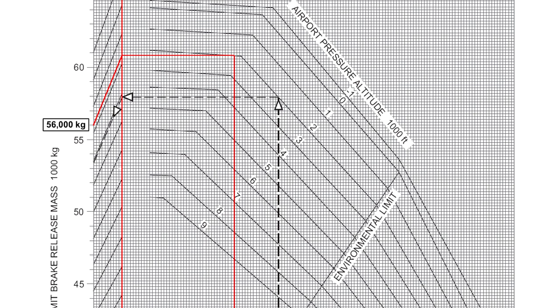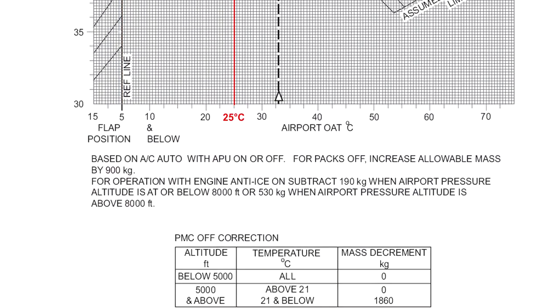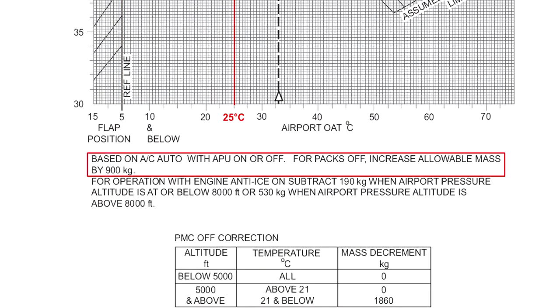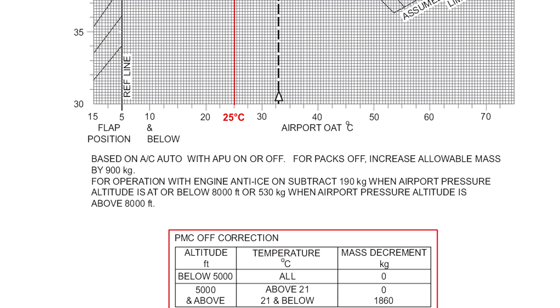However, as with most other graphs, check that there aren't any corrections to be made. Looking at the bottom of the graph, there is a list of corrections. This is the correction if the air conditioning packs are off. This is the correction if engine anti-ice is on. And lastly, the table at the bottom is for corrections with the power management control system being off.